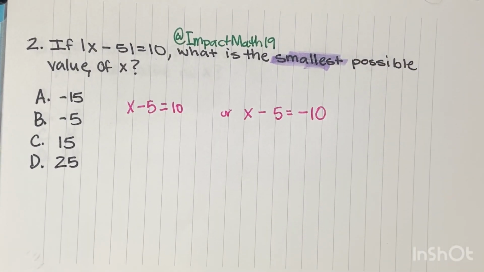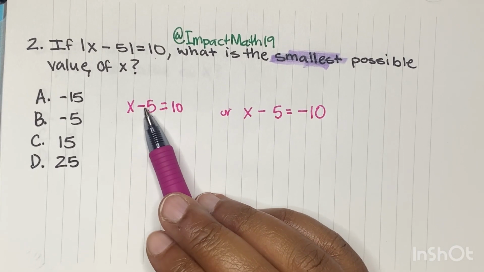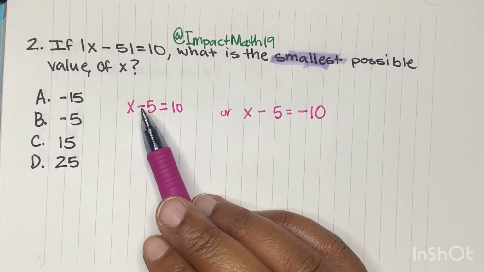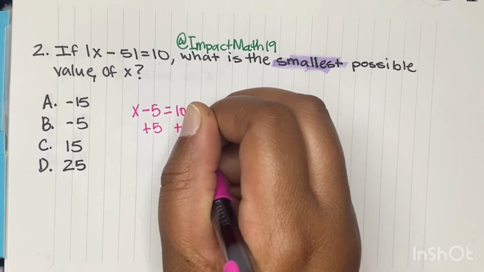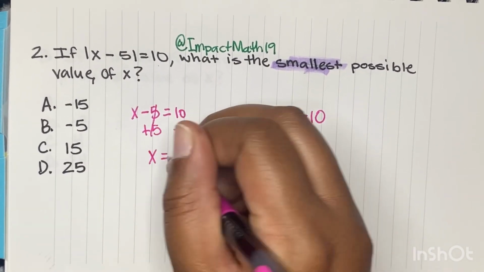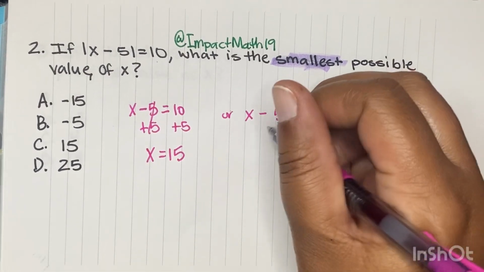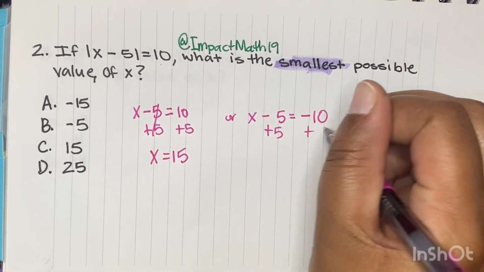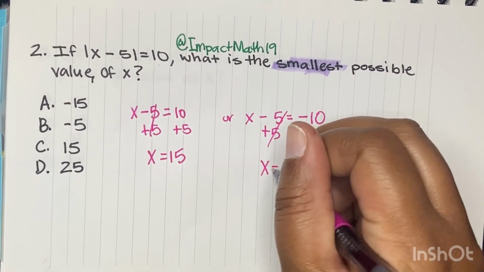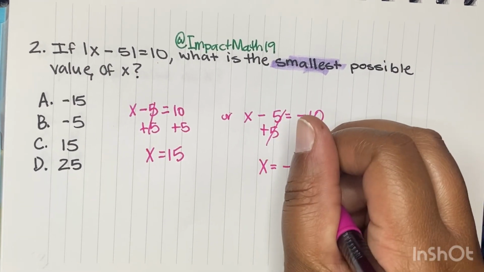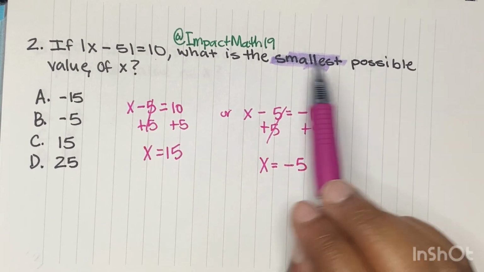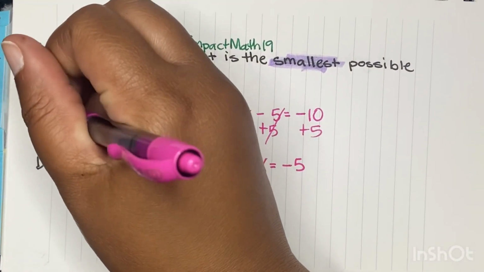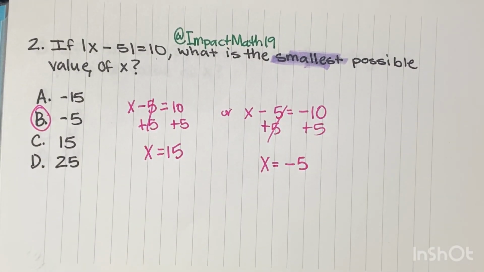Okay. And then how do we get x by itself? We look here, this is a minus sign, so we have to do the opposite of minus. We're going to add 5 to both sides, and we get x equals 15. And then if we add 5 here, we get x equals negative 5. So the smallest possible answer would be B, negative 5.